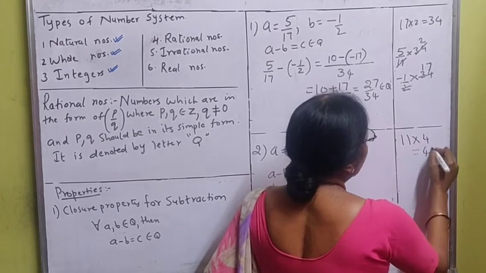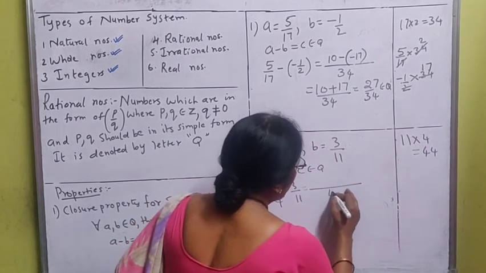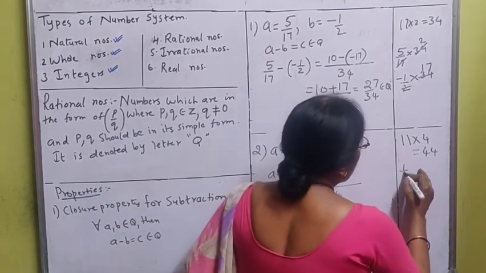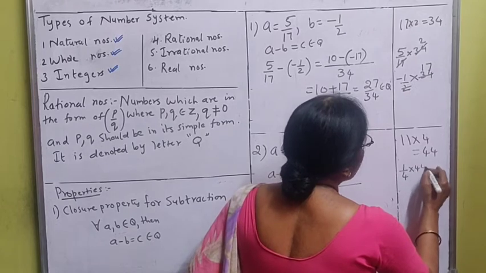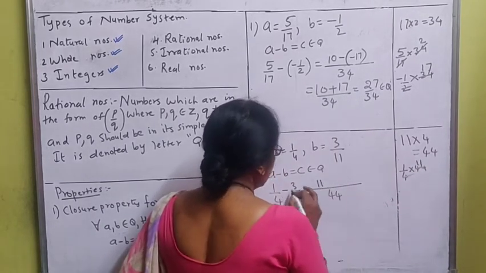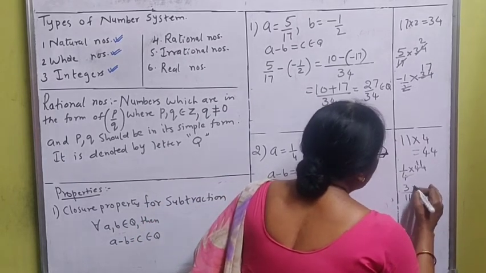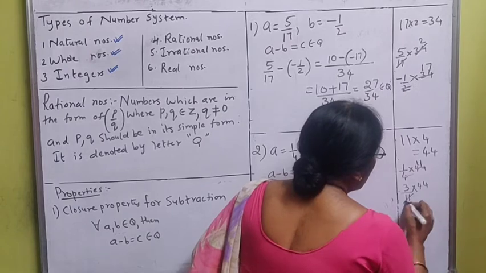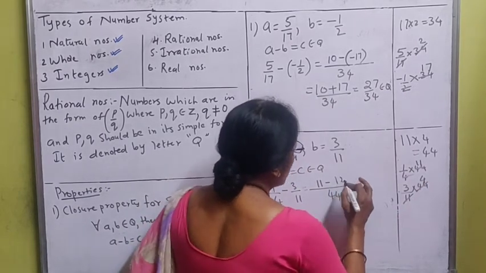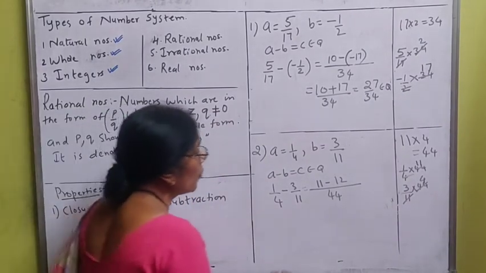What you will get is 44. So what is your LCM? LCM is your 44. Now take the first rational number. 1 by 4 into 44. 4 11s are 44. 1 into 11 is 11. Then what sign is there? Minus. Next rational number, 3 by 11 into 44. 11 fours are 44. 3 into 4 is how much? 12. So what you got is 11 minus 12 by 44.